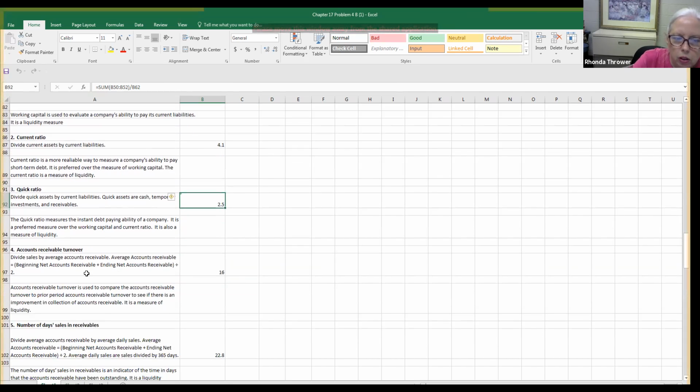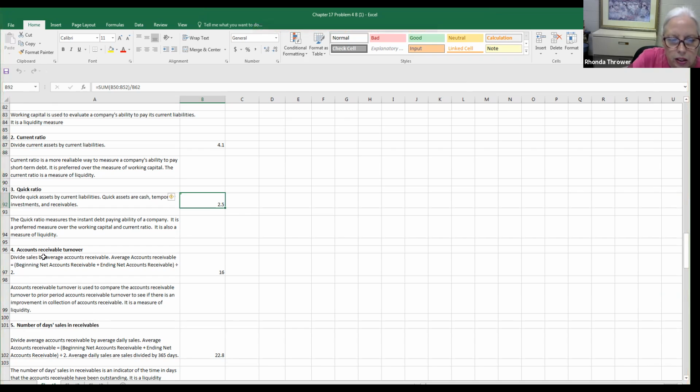Another measure of liquidity that we can use are what we call accounts receivable analysis. Accounts receivable analysis will be made up of the accounts receivable turnover and the number of days sales in receivables. Those are our accounts receivable analysis, just these two types of ratios.